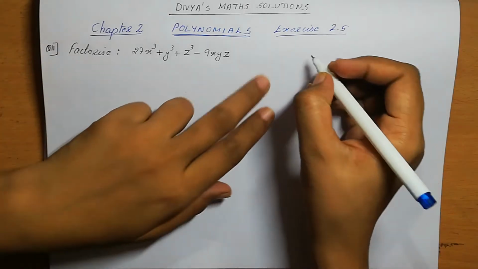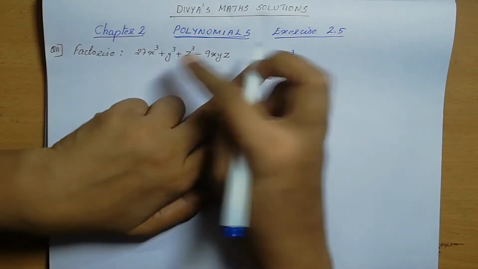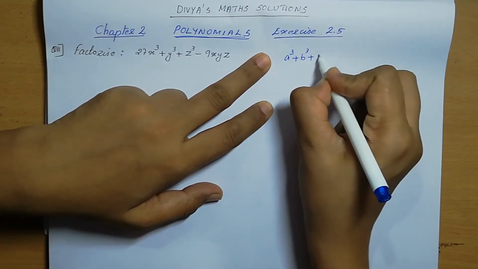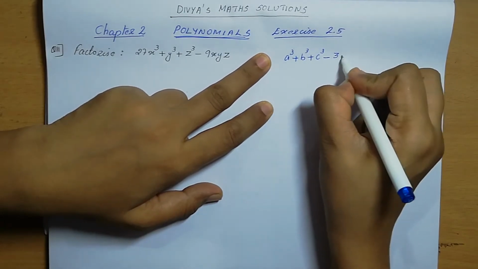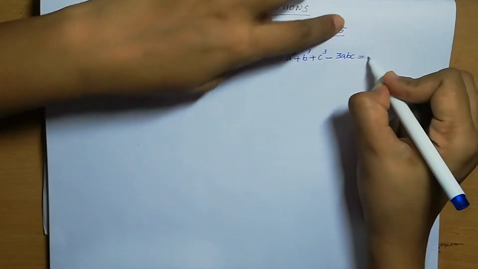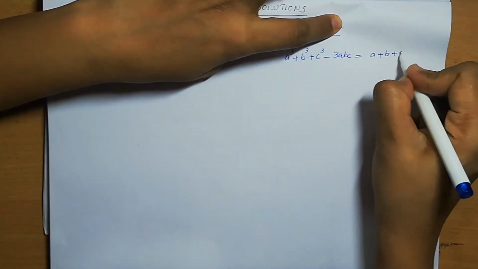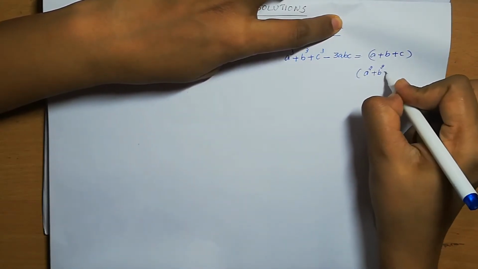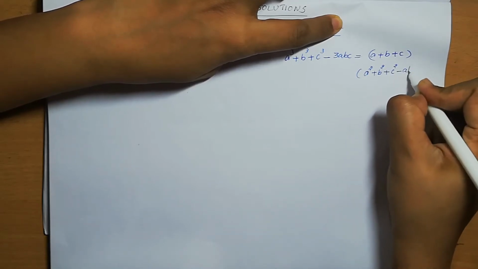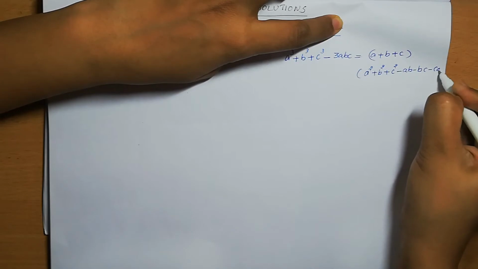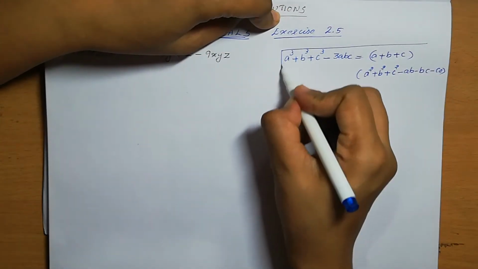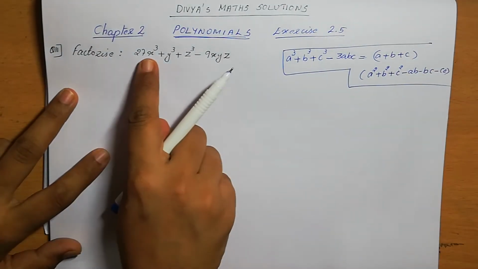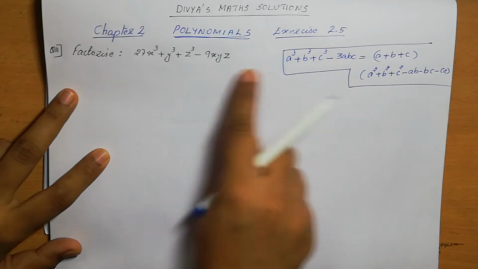So using the identity, if there are three cube terms, the identity is a cube plus b cube plus c cube minus 3abc equal to a plus b plus c into a square plus b square plus c square minus ab minus bc minus ca. So this is the identity. This one also you should remember. If there are three cube terms, we are going to use this identity. Here these are the three cube terms and this is the 3abc term.